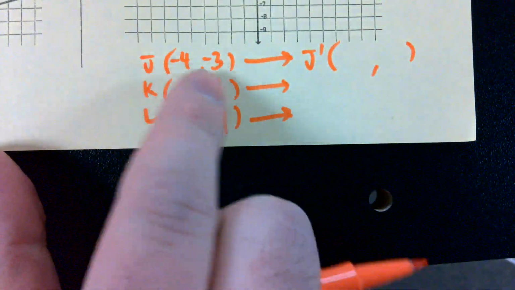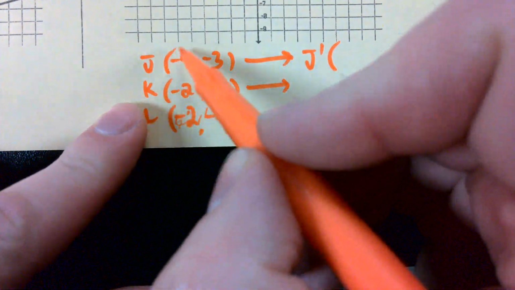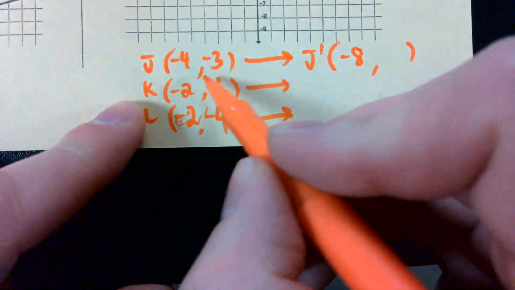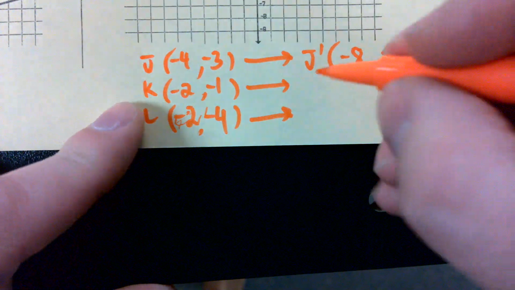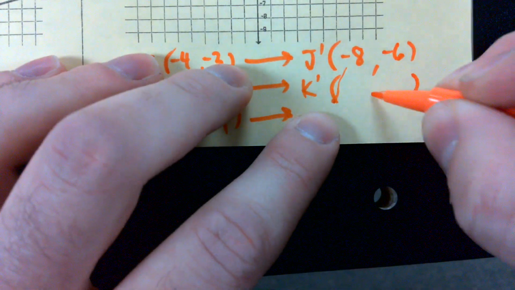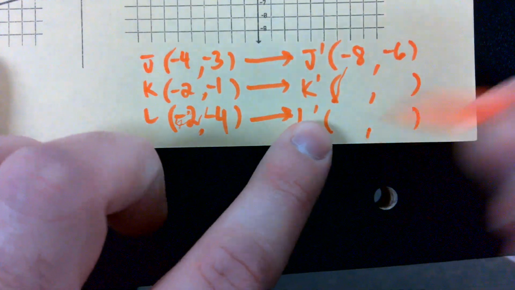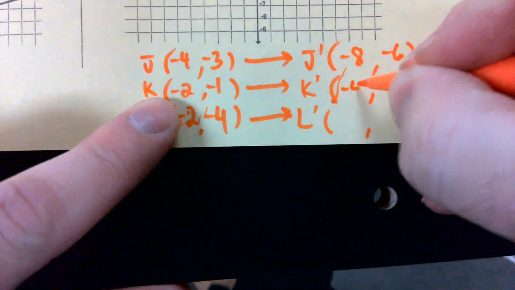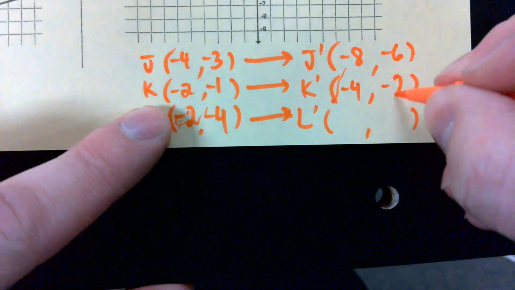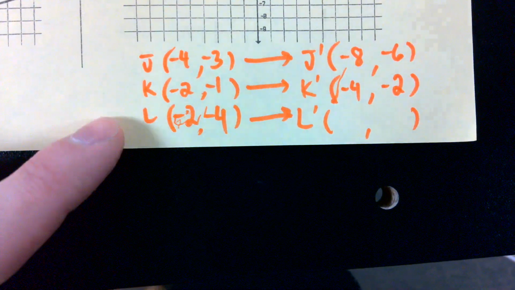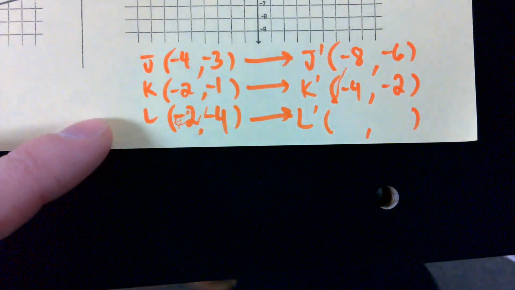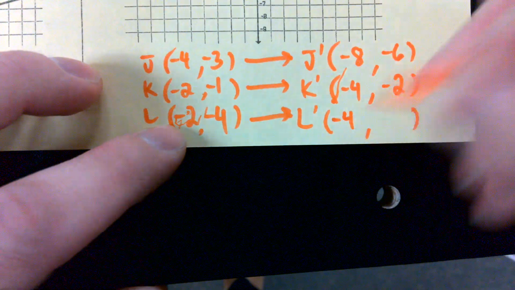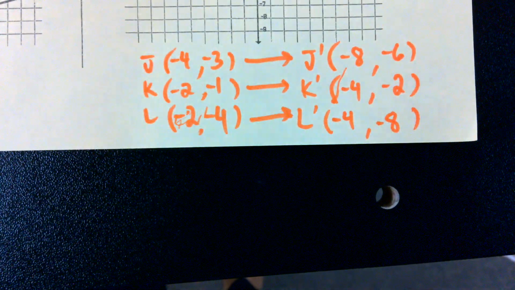We're going to multiply each of these numbers by 2. What's -4 times 2? -8. Thank you. What about -3 times 2? -6. Thank you. I appreciate that. K prime. What are we going to do with K prime? We're going to multiply by 2 as well. We're doing it for all 3 points. -2 times 2 gives us -4. -1 times 2 gives us -2. And then L to L prime. L to L prime, we get -4 and we get -8 when we multiply those coordinates by 2.